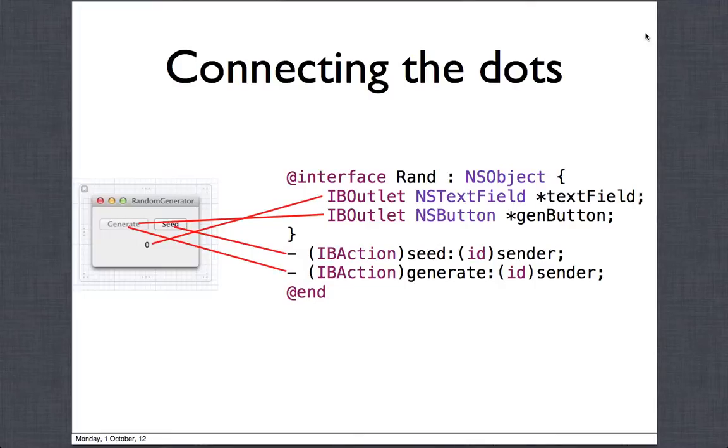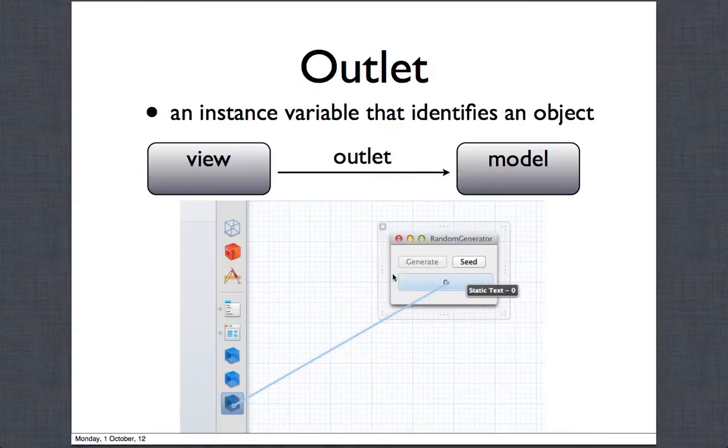For seed, we didn't need to do that because we don't change this button from the code. We only react to the button in the code. So when we click seed, we do something in the code, but we don't touch the button itself. That's why we only have an IBAction for the seed. We don't have an outlet. And we have an outlet for the label.